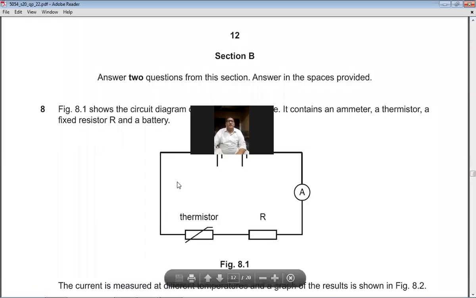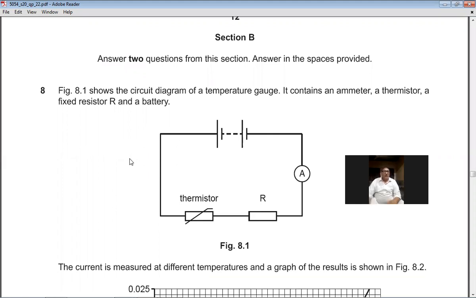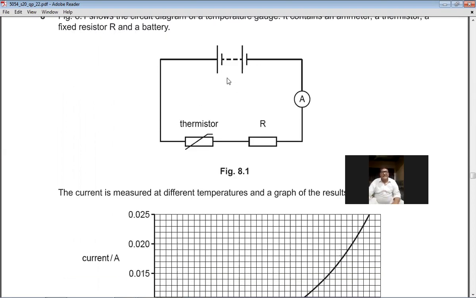So this is May, June 2020, 2-2 section B. Question number 8 is on your screen. Figure 8.1 shows the circuit diagram of a temperature gauge. It contains an ammeter, a thermistor, a fixed resistor R, and a battery. On your screen, you can see we have a battery here, a thermistor here, a fixed resistor and an ammeter.